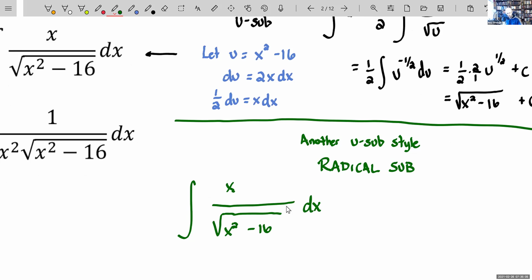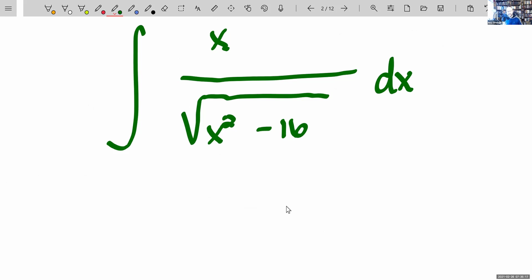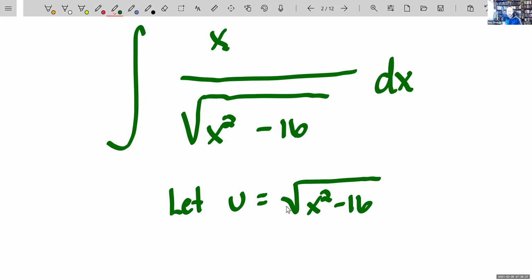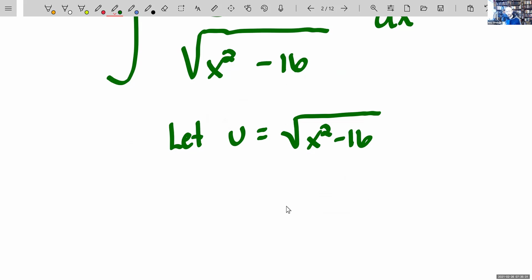When you're facing that integral and you know you want to do a u sub, it's often better to do the u sub for the actual square root of x squared minus 16. It's just tactically cleaner. So if you let u equal the square root of x squared minus 16. Now, a lot of people look at this and say, but then I have to take a derivative of a square root. No, actually you don't.